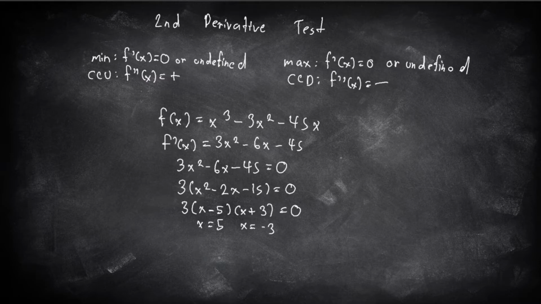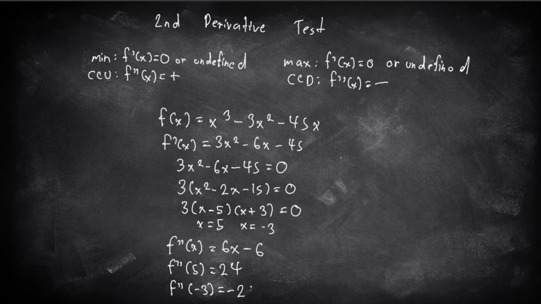So using that, we take the second derivative of this. The derivative of 3x squared is 6x. The derivative of negative 6x is negative 6. And the derivative of negative 45 is 0. Now we plug in 5 in here. So the second derivative at 5, that's 30 minus 6, which is 24. And the second derivative at negative 3: we have negative 18 and negative 6, which is negative 24. So this one is positive and this one's negative.